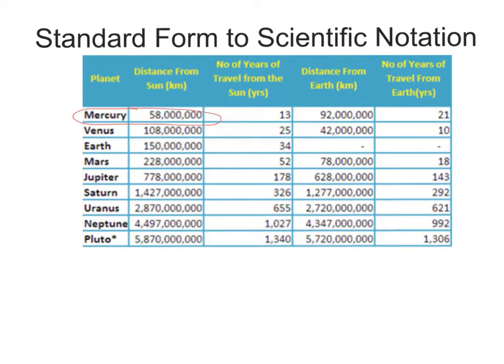The 58 million, we want to write in scientific notation because scientific notation is a little bit easier to read. So if I have 58 million and I want to write that in scientific notation, there are a couple of points. We're going to write it as a decimal that's greater than or equal to 1, but less than 10, and then we're going to multiply it by a power of 10.